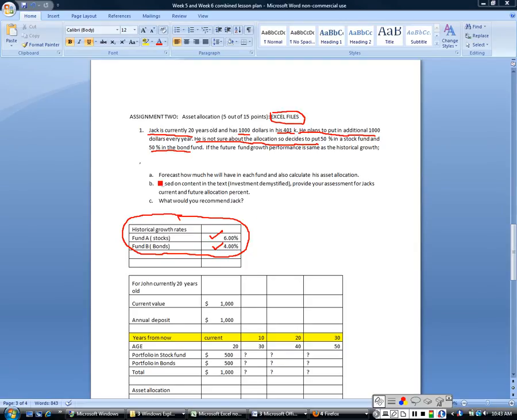So your job is to forecast how much he will have in each fund over the next 10-year periods. For example, how much will he have 10 years from now, 20 years from now, 30 years from now, and obviously his age will be 30, 40, and 50, and you're going to calculate the amount he will have in each fund.